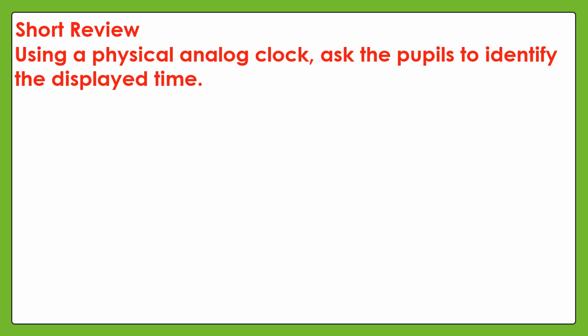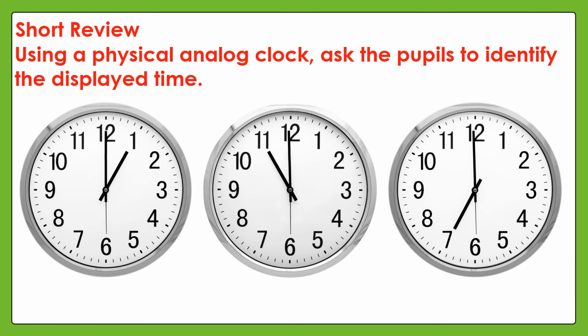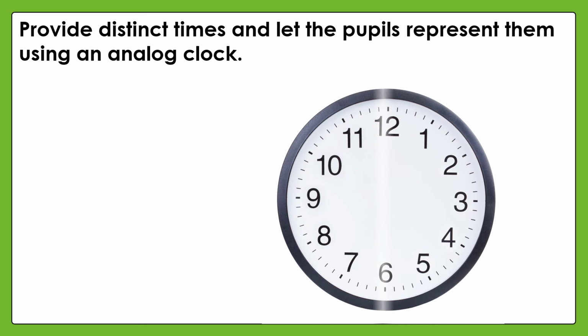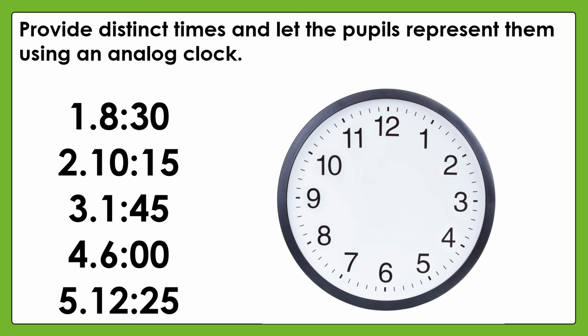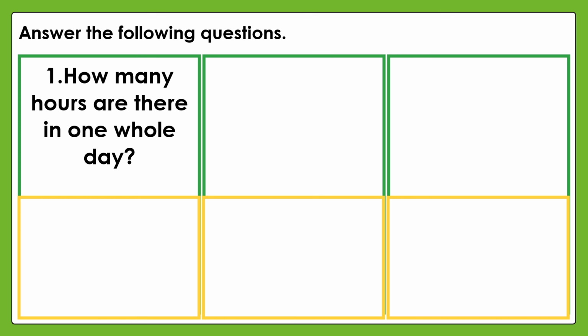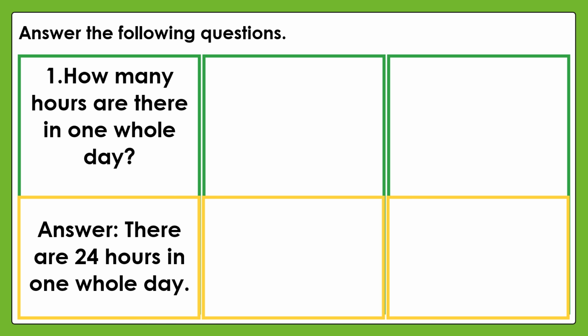Let us have first a short review. Using a physical analog clock, ask the pupils to identify the displayed time. Next, provide distinct times and let the pupils represent them using an analog clock. Answer the following questions. Number 1, how many hours are there in one whole day? The answer, there are 24 hours in one whole day.